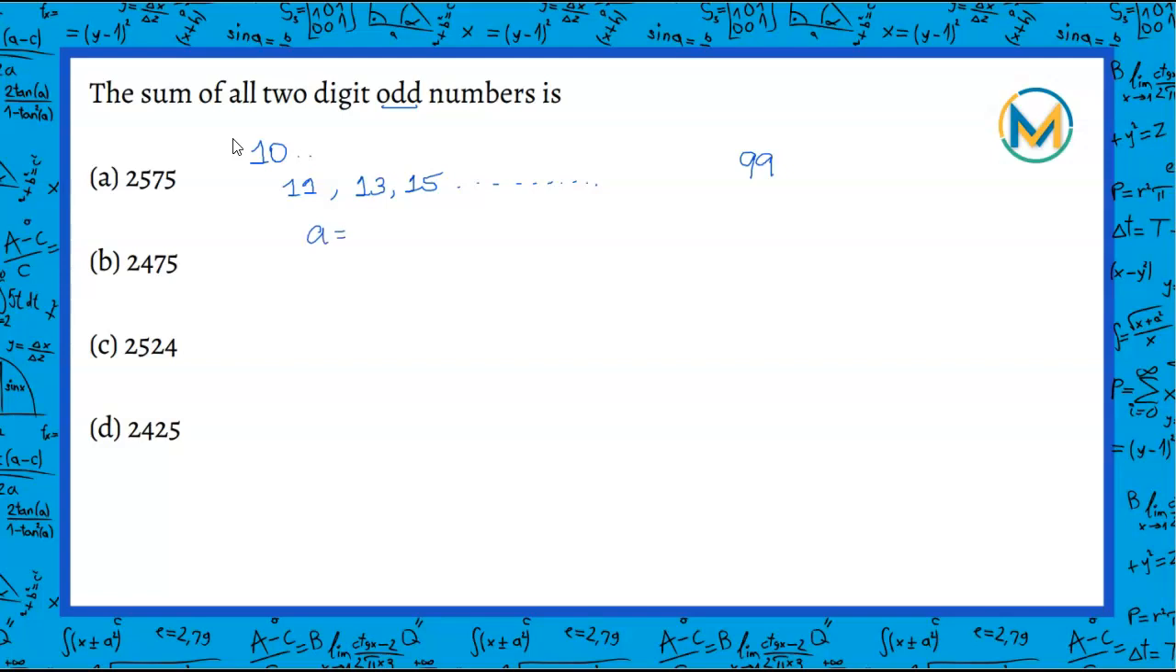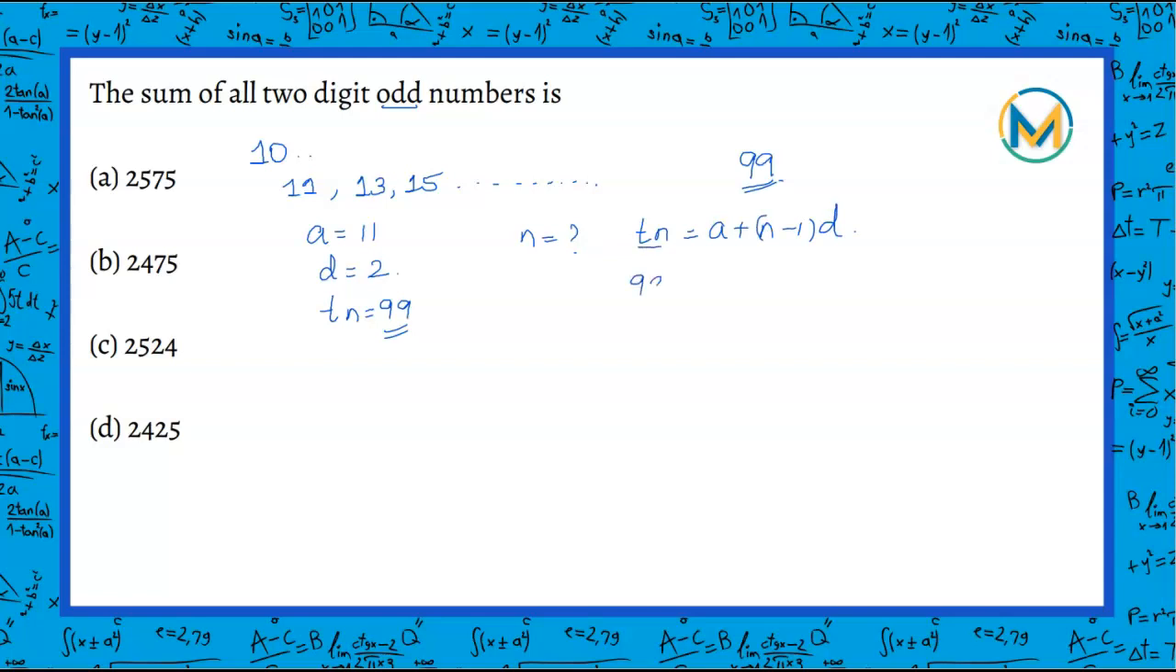So your A is 11, D is 2, and the last number Tn is 99. I don't know which term it is. I just know that the nth term is 99. So first we need to find n. To find n, we use the formula Tn = A + (n - 1)d.